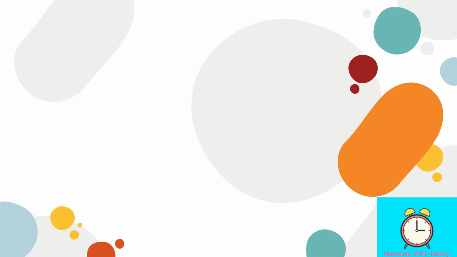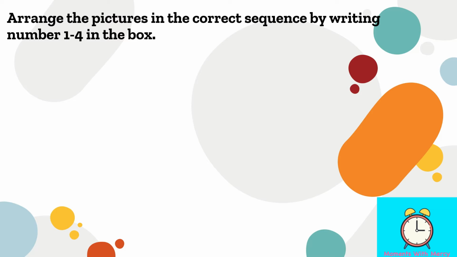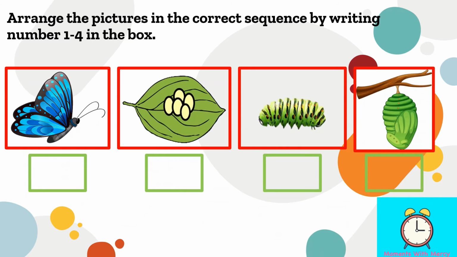I know you listened very well about the life cycle of Betty. Now let us arrange the pictures in the correct sequence by writing number 1 to 4 in the box. You may use the comment section to type your answer.